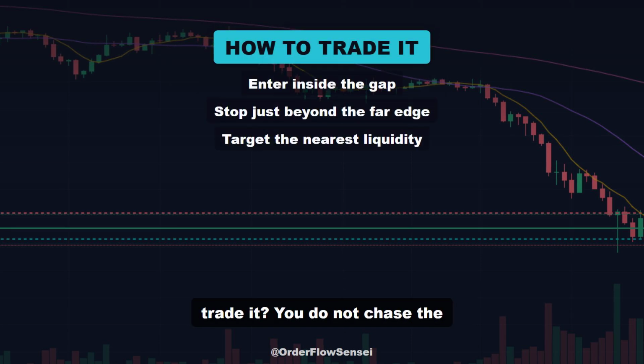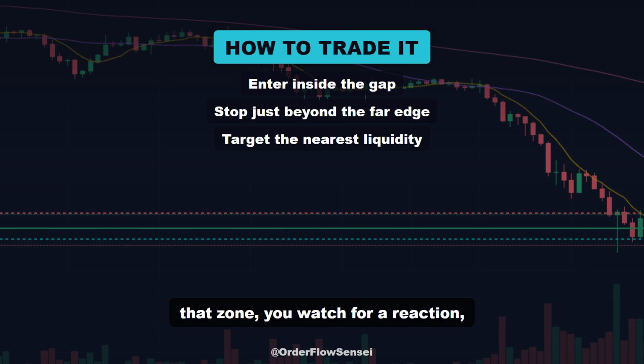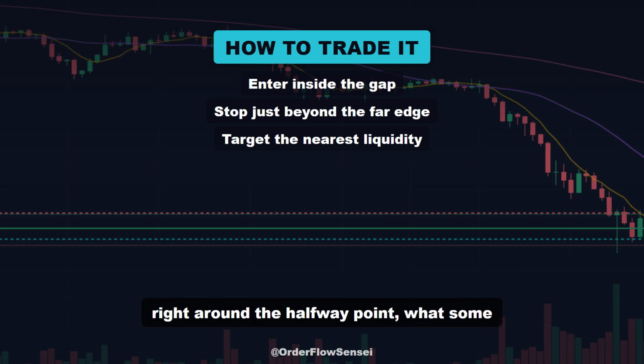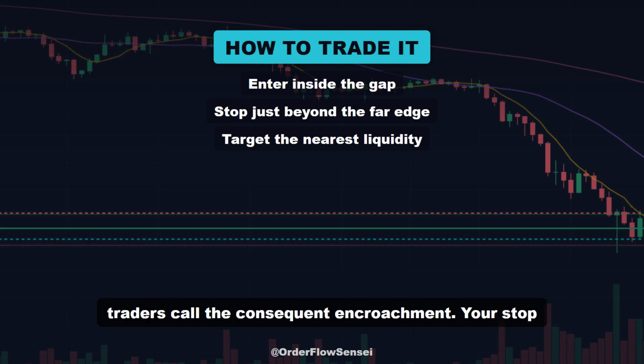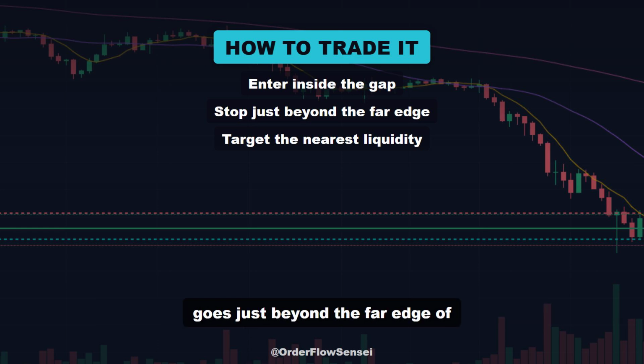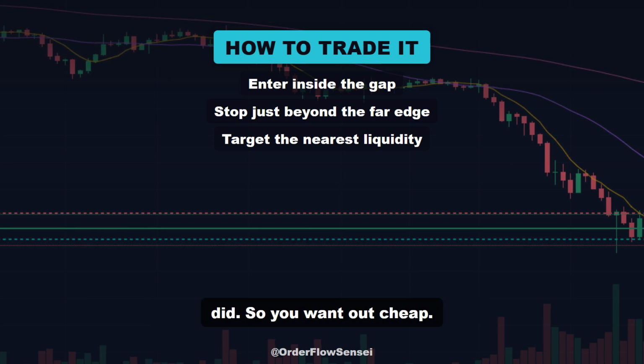So how do you actually trade it? You do not chase the move. You wait for price to come back into the gap. When it taps that zone, you watch for a reaction, a rejection, a shift in momentum. Your entry is inside the gap, often right around the halfway point, what some traders call the consequent encroachment. Your stop goes just beyond the far edge of the gap, because if price closes clean through it, the imbalance is gone and your idea is dead, so you want out cheap.